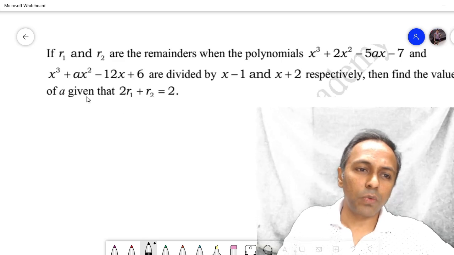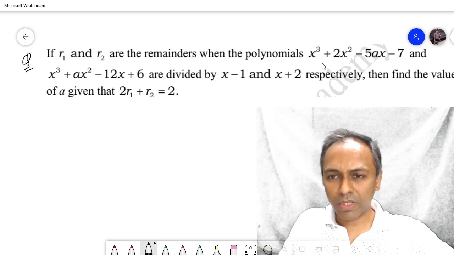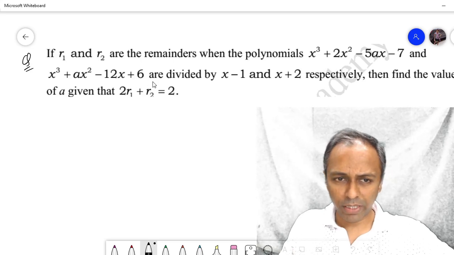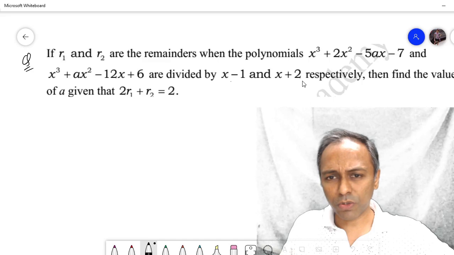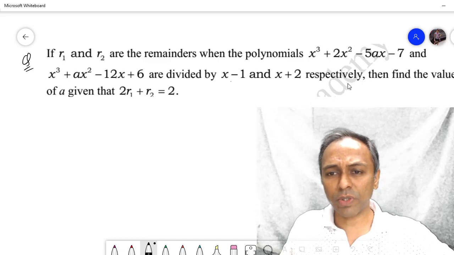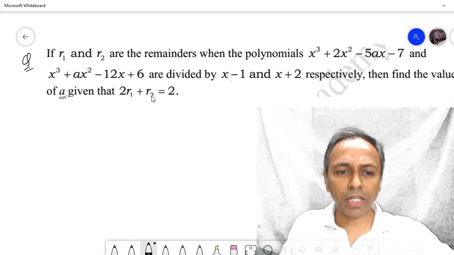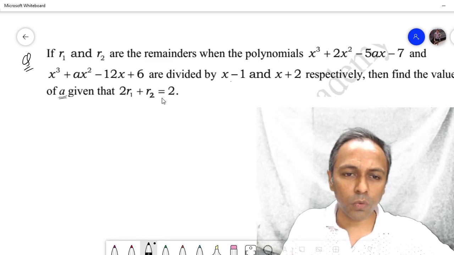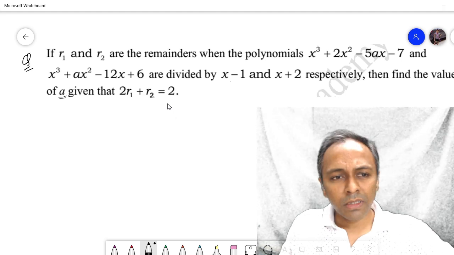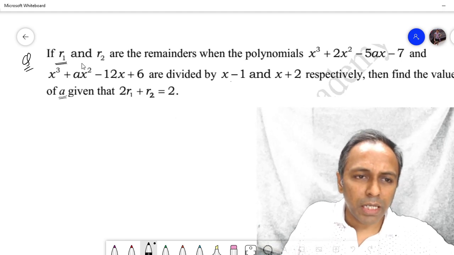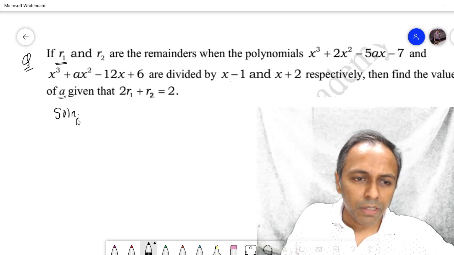So if R1 and R2 are the remainders when two polynomials are divided by x minus 1 and x plus 2 respectively, then find the value of a given that 2R1 plus R2 is equal to 2. Okay, R1 is just a name given to the remainder, so let's begin.